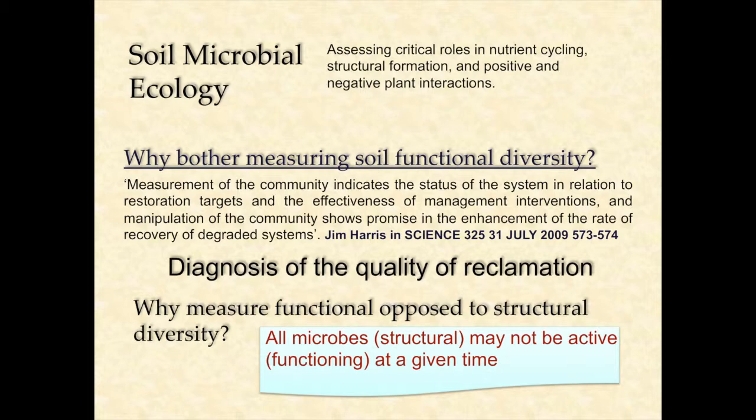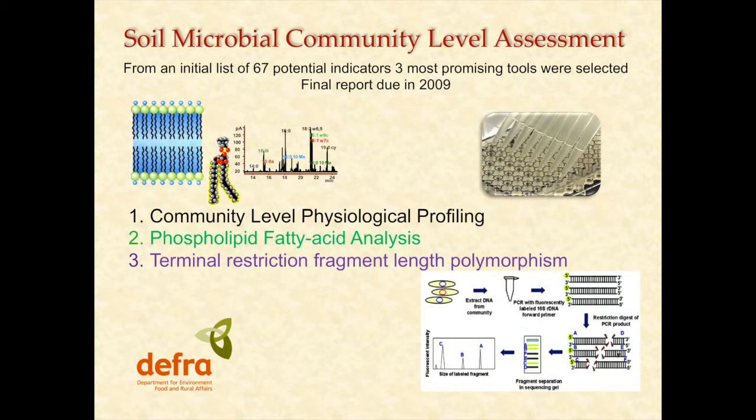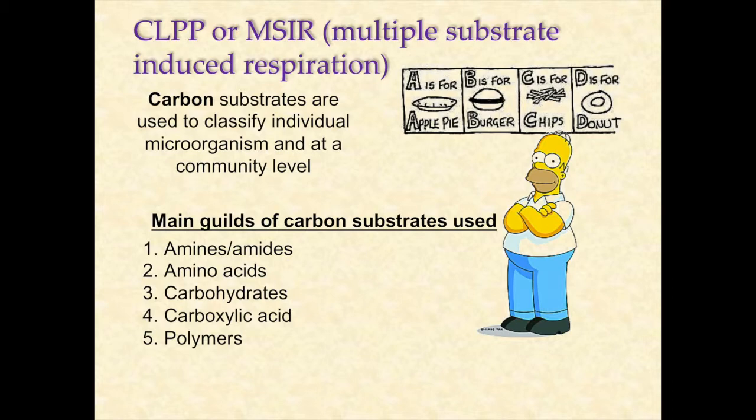Why functional as opposed to structural diversity? Well, all microbes may not be active in the structural analysis we do. We're interested in what they're actually doing from a functional perspective. And a report that my colleagues Carl Ritz, Jim Harris and others did looked at a range of different methods that could be used and found that community-level physiological profiling, or multiple substrate-induced respiration, which uses living organisms in the soil and exposes them to a range of substrates, and we can then monitor how well they're utilising those substrates through CO2 respiration, gives us the best idea.